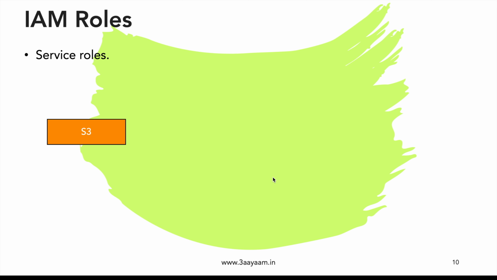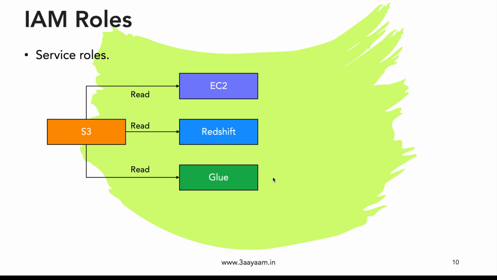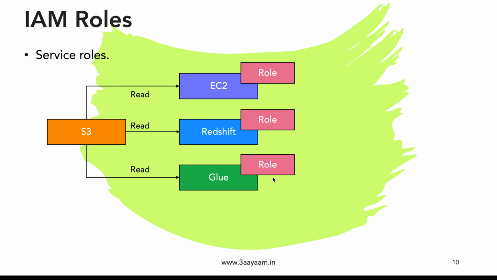So let's say we have S3 and we have an S3 bucket with multiple objects in that bucket. And you have services like EC2 which wants to read from the S3 bucket. Similarly, we have a Redshift cluster which wants to read from the S3 bucket, and Glue which wants to read an object from the S3 bucket. So we'll have to create service roles and attach those roles to these services.